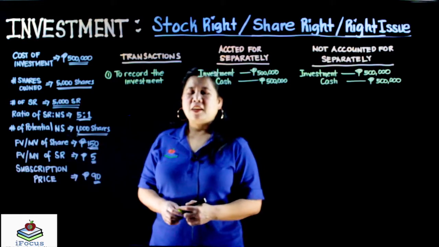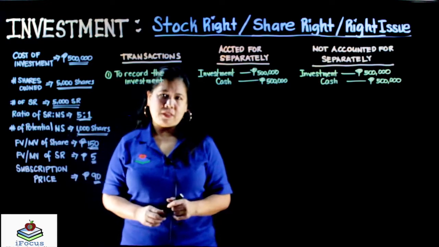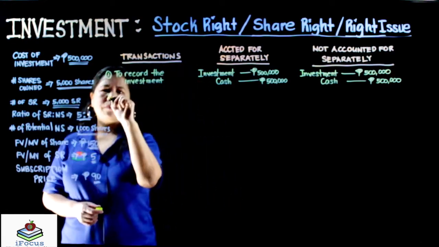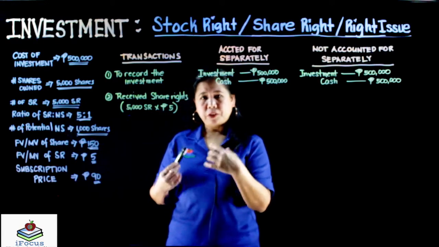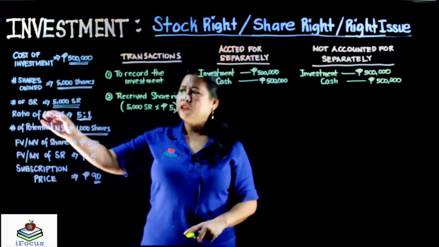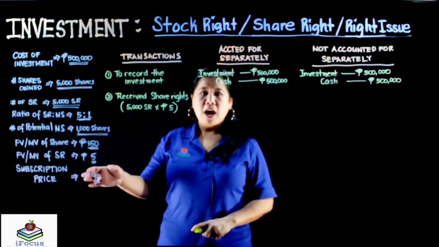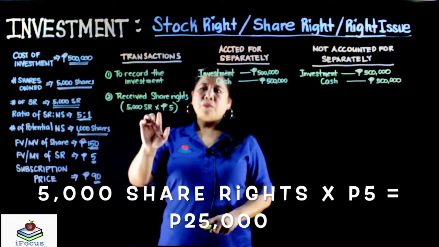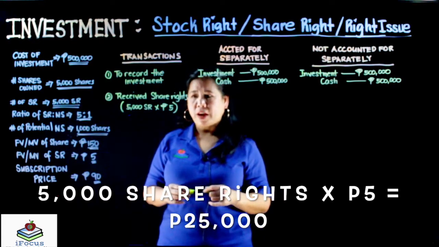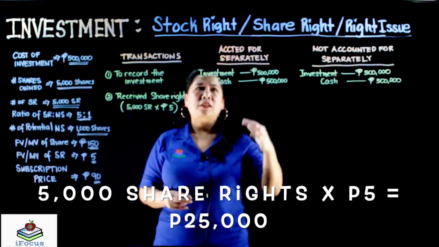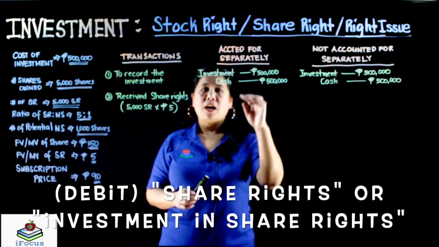Our next transaction is nung tinanggap ni A&D Company, ang ating investor, ang 5,000 share rights. To record the share rights na ni-receive natin from the investee, our number of share rights is 5,000. Ang fair market value of our share rights ay 5 pesos. So, 5,000 share rights multiplied by the 5 pesos market value of that share rights. Ang value ng ating share rights ay 25,000. So, to record this under accounted for separately, we will debit share rights and we credit our investment.